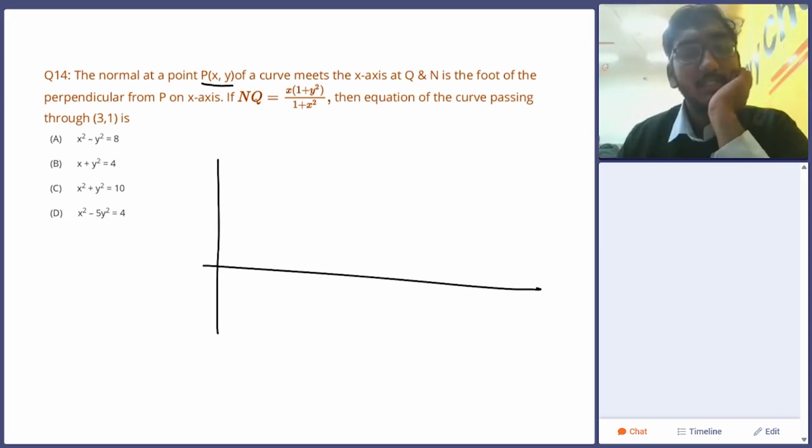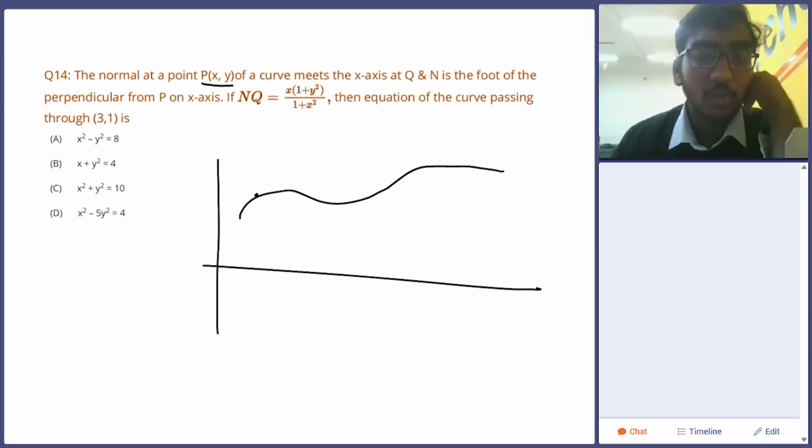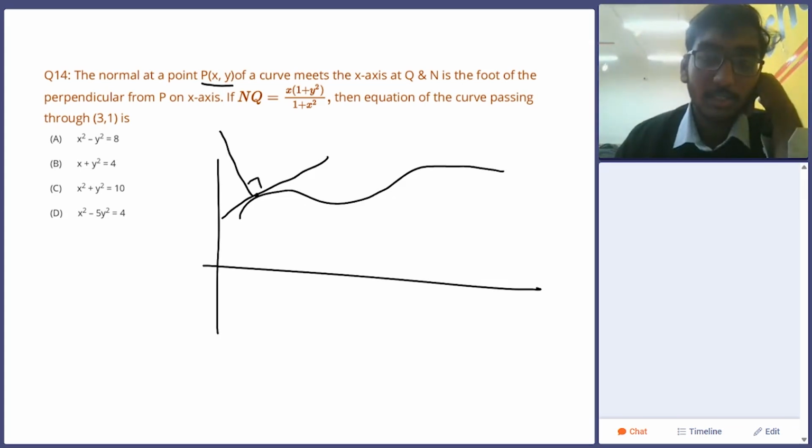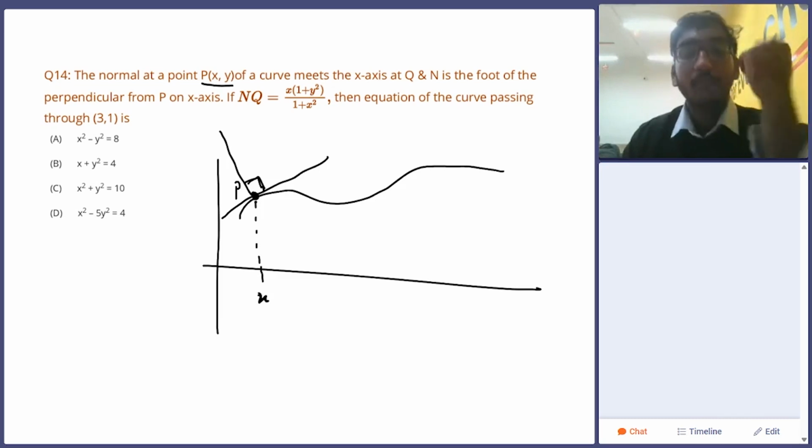Let's draw some curve randomly, okay? And we'll draw normal at this point. We'll take this point, okay? This will be the tangent, right? Normal will be what? Will be somewhat like this, okay? So this is the point P which has the x-coordinate as small x and the y-coordinate is small y, okay?